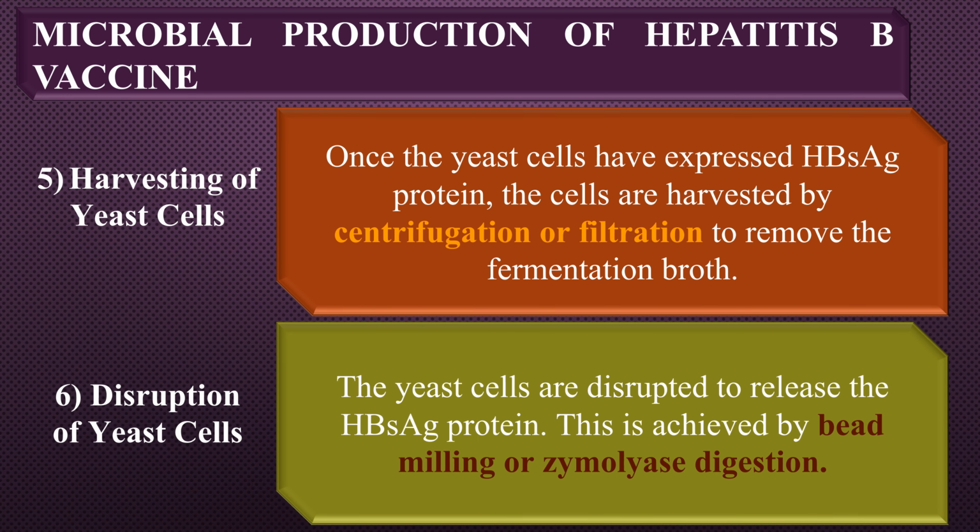Step 5. Harvesting of yeast cells. Once the yeast cells have sufficiently expressed the hepatitis B surface antigen protein, the cells are harvested by centrifugation or filtration to remove the fermentation broth. Step 6. Disruption of yeast cells. The yeast cells are disrupted to release the hepatitis B surface antigen protein. This is achieved by mechanical disruption methods such as bead milling or enzymatic methods like zymolyase digestion.